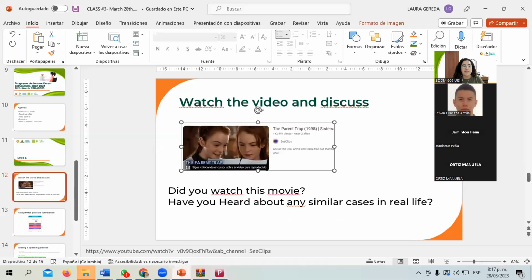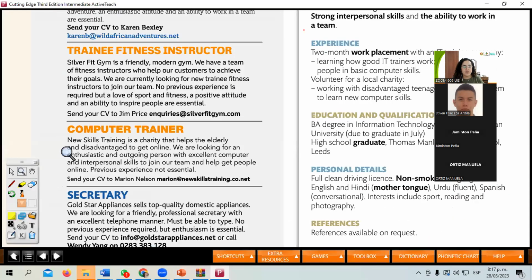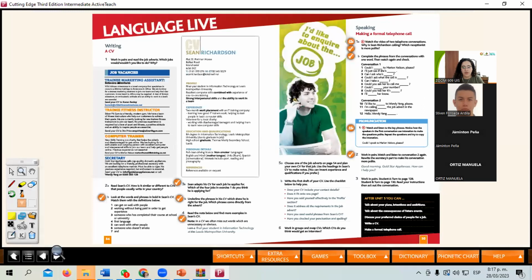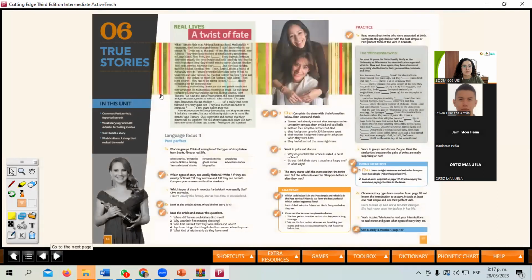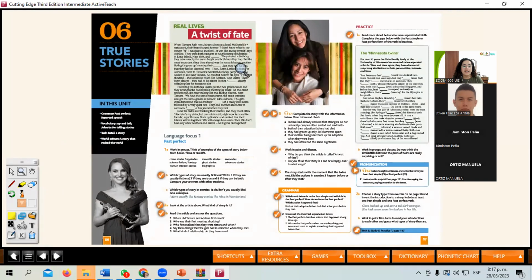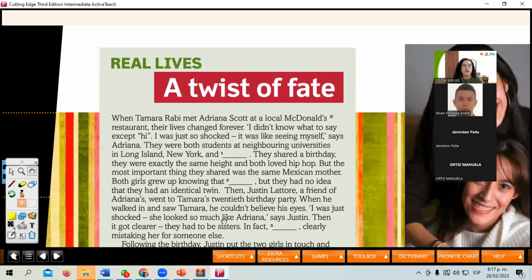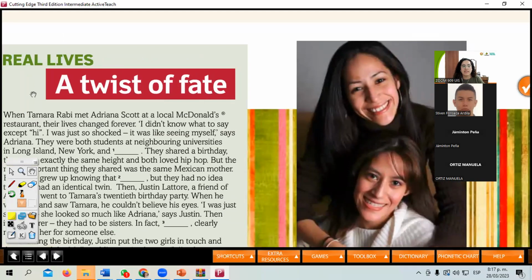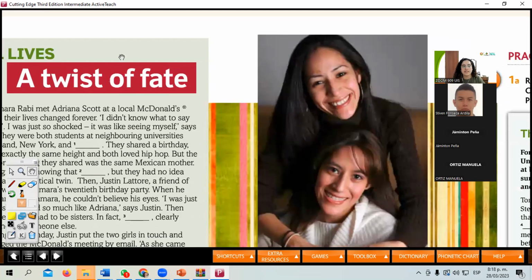All right. So that's what we're going to talk about, the beginning of Unit 6. Let's open the book on page 56. The unit is called True Stories, right? Historias verdaderas, true stories. And here we have a case called A Twist of Fate. Do you understand this title? A Twist of Fate? Un giro del destino. A twist of fate. This is destino, fate. So you can see here we have two sisters.